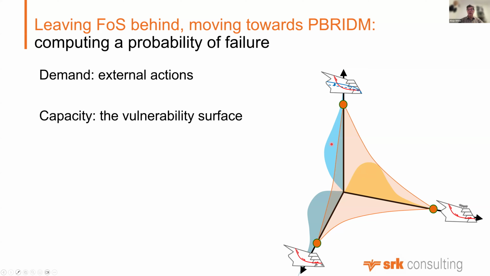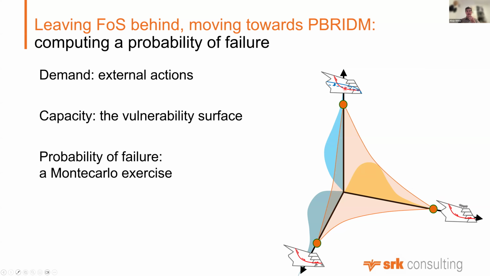And now, because these three probability density functions are just analytic functions, and this interpolated surface is also analytic, you can do a Monte Carlo exercise. So you pick three values, and if you end up below the vulnerability surface, you are fine. If you are unlucky and above, you have a failure. Well, you do this 10,000 times, it is Monte Carlo, and you compute a probability of failure based on this data.